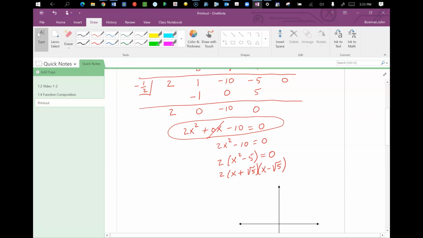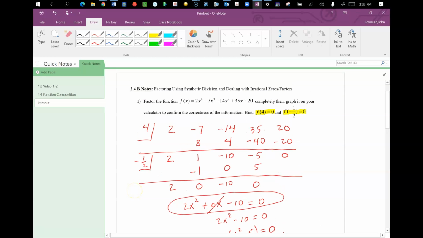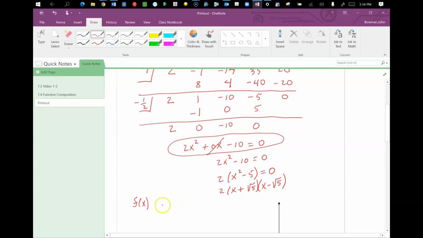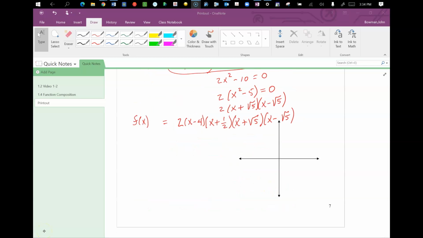So this original polynomial, f of x, I believe it was called, in factored form is going to be x minus 4, x plus 1/2, x plus root 5, x minus root 5, and then we've got that 2 out there in front of the very last factored form. Okay, so now to the reason why we factor this.